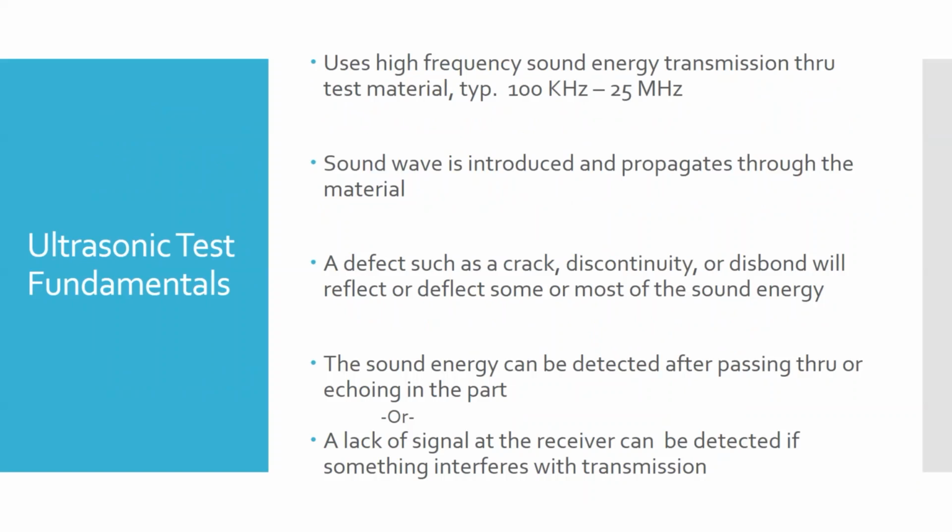So there's two ways we can do testing. You can detect what's being reflected or what's passing through a material, or you can also detect what's not being reflected or what's not passing through. The different things that occur can tell us different things about what's going on inside that material. Those two ways are typically called pulse echo, where we send a pulse in and receive the echo, and through transmission, where we put sound in one side and listen for it at the other end. We'll look at some examples of that as we get further into this.